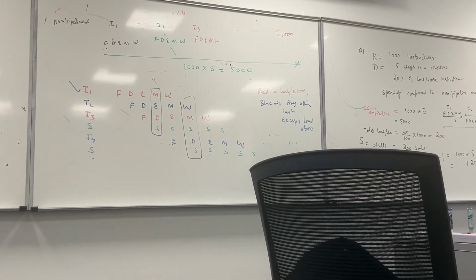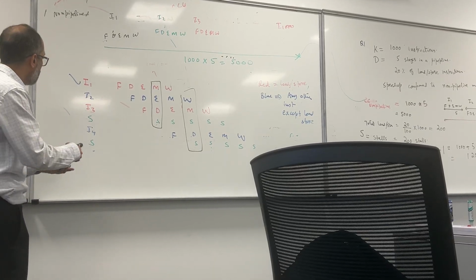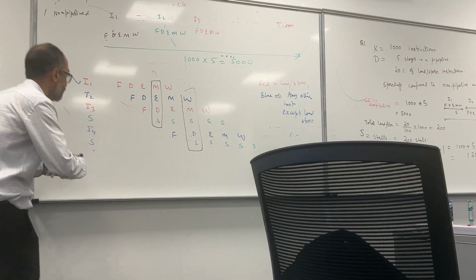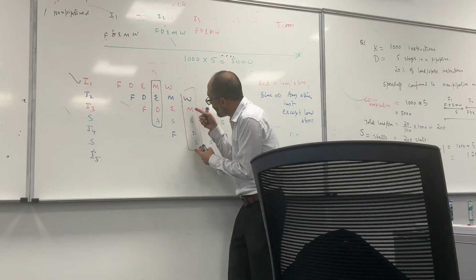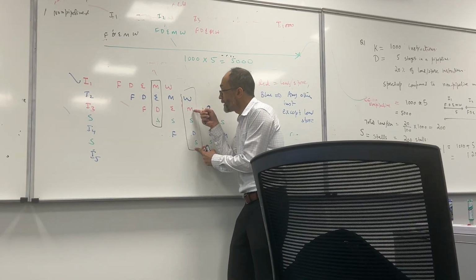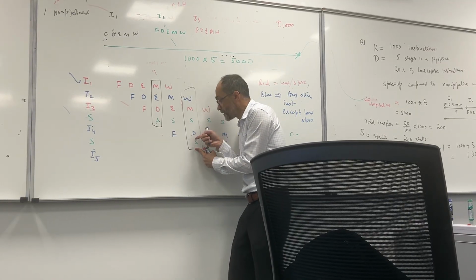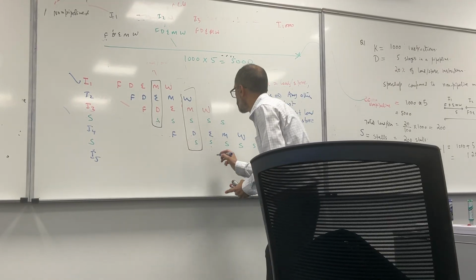Now we have I5. Please remember, we cannot overlap this red instruction with the blue instruction. If it is in the main memory stage, this will be in the fetch stage, so we cannot overlap them. So now we can have an overlap. Can you see here?